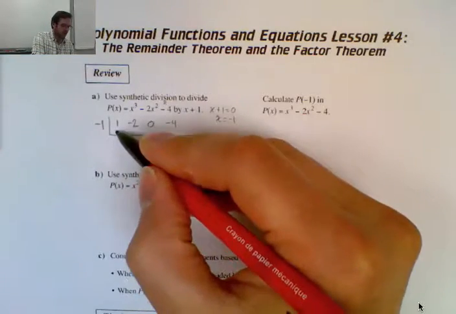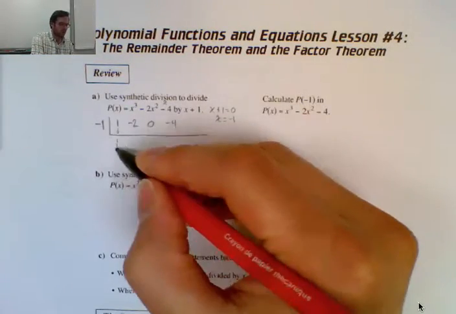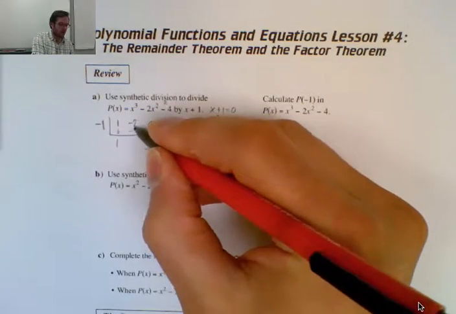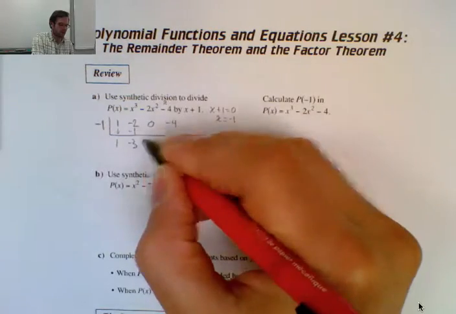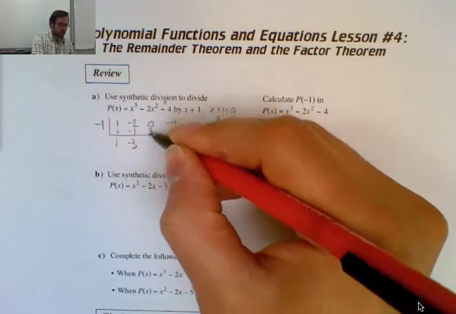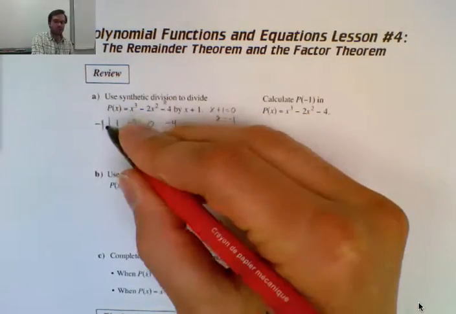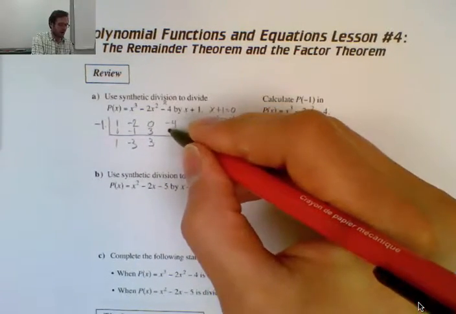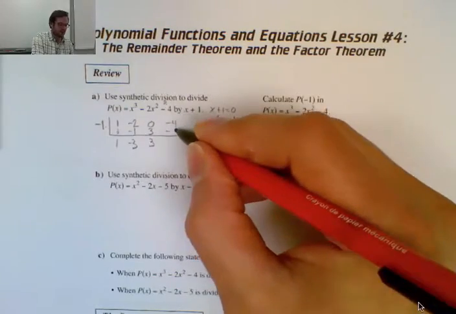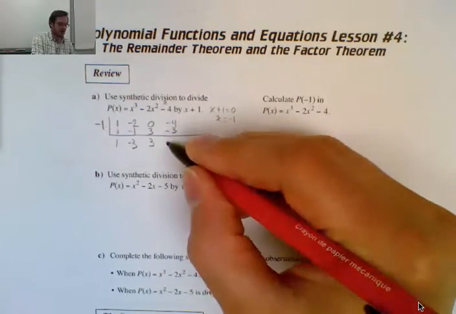First I'm going to carry down the 1. Negative 1 times 1 is going to be negative 1. We combine these together. Negative 2 plus negative 1 is negative 3. Negative 3 times negative 1 is 3. Plus 0 is 3. 3 times negative 1 is negative 3. And that's going to give me negative 7.